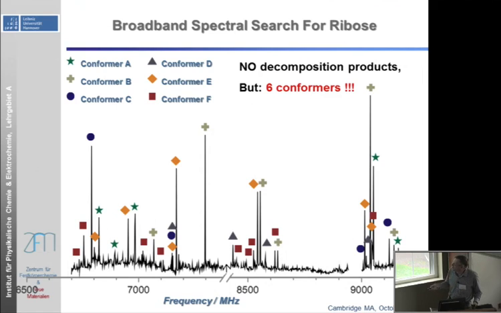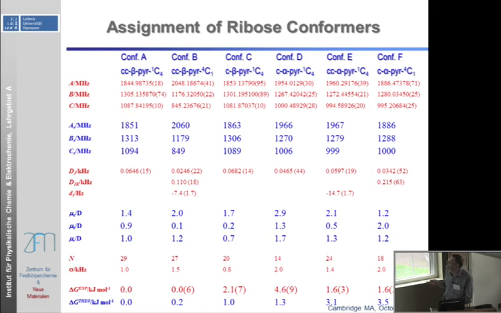So this is a 1 gigahertz, no, actually 2 gigahertz spectrum again. We did ribose with a COBRA machine, a resonator machine, and we found 6 conformers that were positively identified, but no decomposition products, which we had mostly before, that prevented the assignment in 2006. And of course, identification goes the usual way of your experimental A, B, and C. You compare them with ab initio calculations.